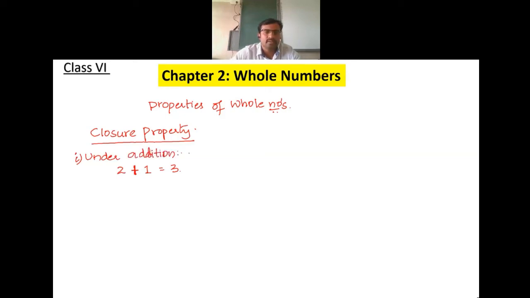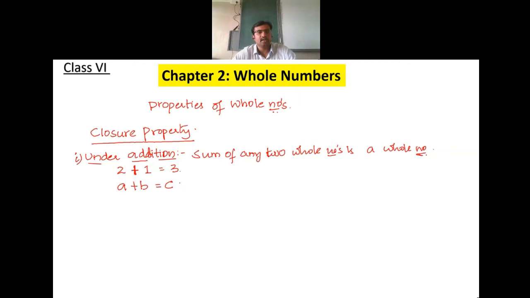So how do we define this? We define it like: the sum of any two whole numbers is a whole number. Suppose I consider A as a whole number and add another whole number, say B, we get a whole number C.